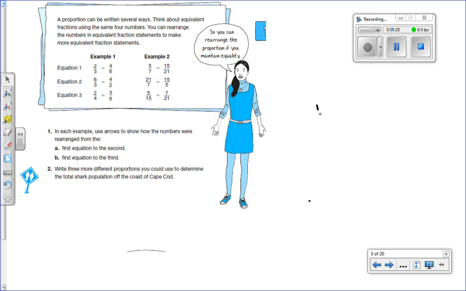So let's look at the problem. It says, in each example, use arrows to show how the numbers were rearranged from the first equation to the second, the first equation to the third. So based on my explanation, you should be able to do that on your own at this point. Then it says, write 3 more different proportions you could use to determine the total shark population off the coast of Cape Cod. So I'm going to rewrite those for you. I'm going to give you a second to solve it, and then I want you to come back and check yourself.